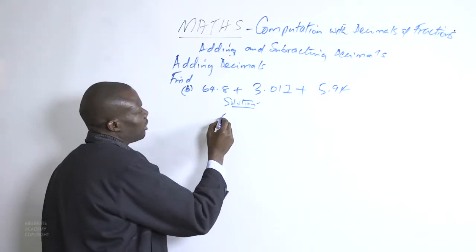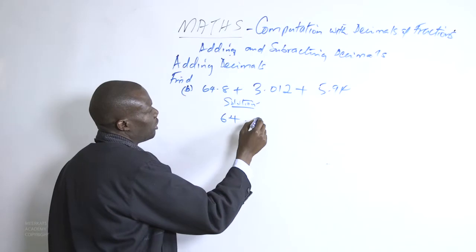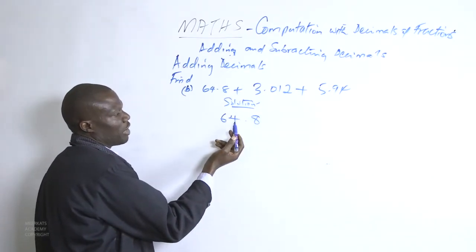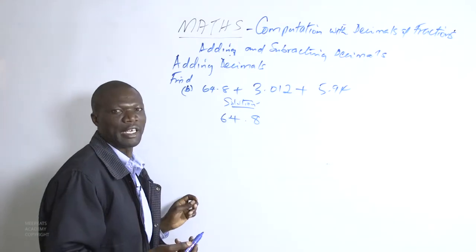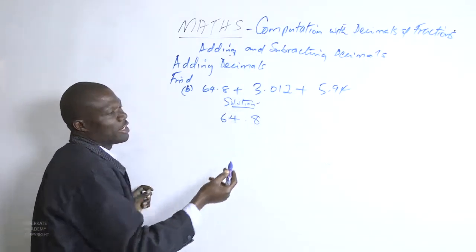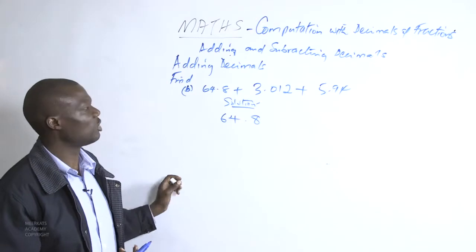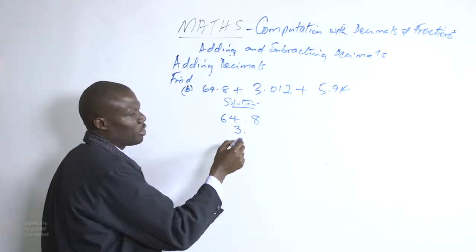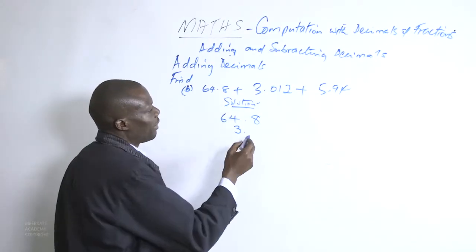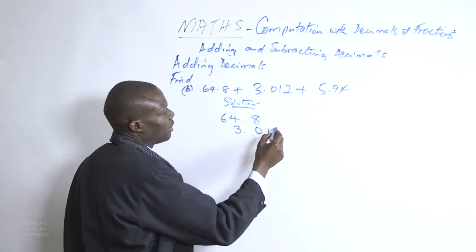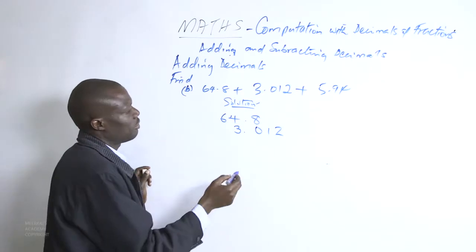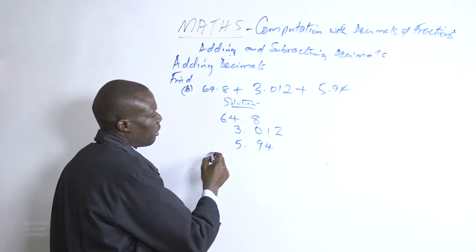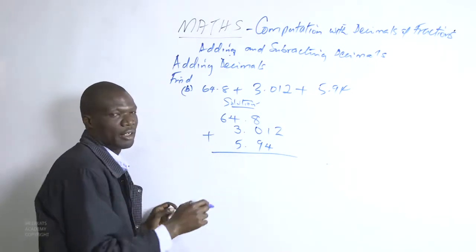So the first one is 64.8. After the decimal point, we have the tenths. The second one is 3.012. 3 falls under the category of ones, so 3 will come here. The decimal point should be right below the other one. And then 0, 1, 2. And the last one is 5.94. This is supposed to be added.